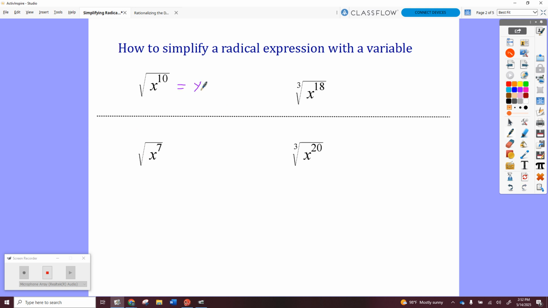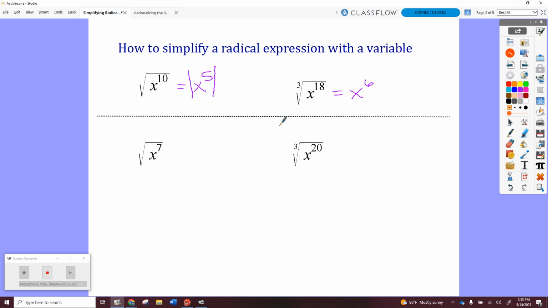Same thing here, 18 divided by 3 is 6. So my answer will be x to the power of 6. One thing you do need to remember is if both the exponent and the index are even, you're going to have to put absolute value bars around it. 3 is odd, so this will not need absolute value bars.